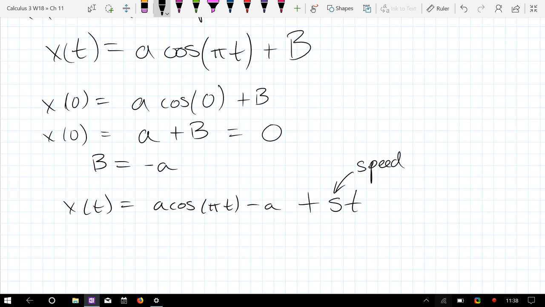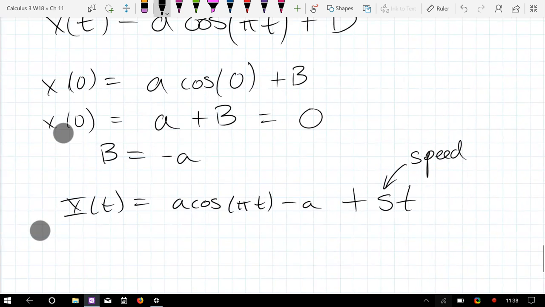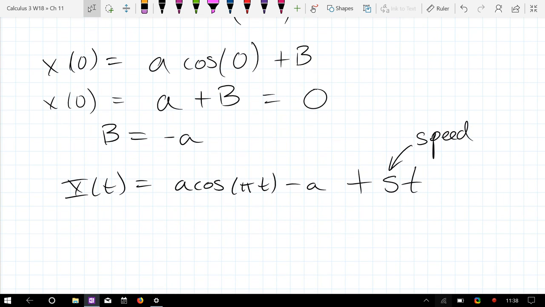Now, because I'm making a new function, I should probably give this a different name. What's a good thing to do here? Don't want to erase. Let's call this capital X. How about that? We'll call this new function capital X. So we're making a new function accounting for this. And I think our initial speed was pi a. Yeah.